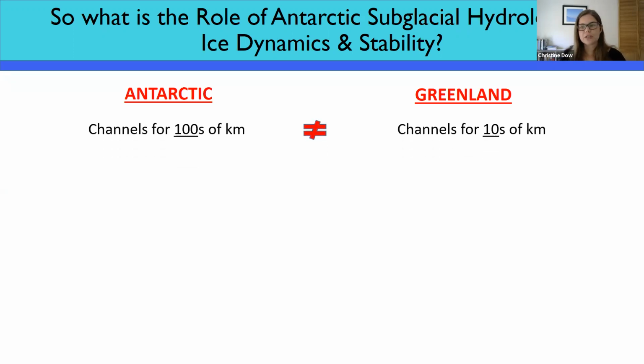We know that in the Antarctic, according to the models, we have channels that run for hundreds and hundreds of kilometers. And this can be compared with Greenland, which tends to have channels that are a bit shorter, that run for tens of kilometers. So there's quite a big difference there.